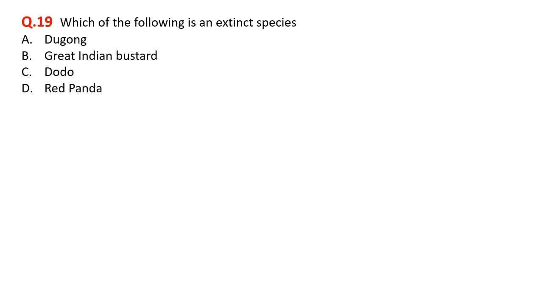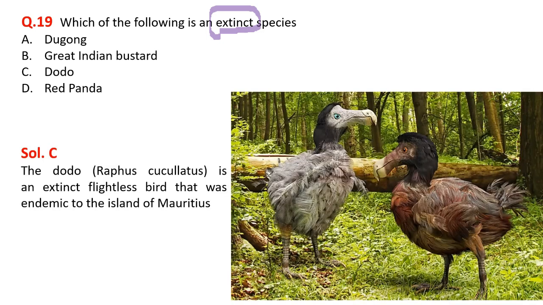So next question, which of the following is an extinct species? Extinct species means that particular animal or bird, whatever it is, is not alive now, it is not available. Those are called extinct species. Even this can be asked in general studies paper also. The options are dugong, great Indian bustard, dodo, red panda. So here the correct option is option C, that is dodo.